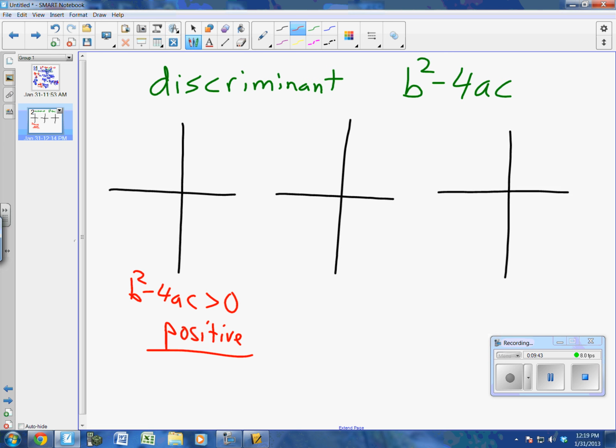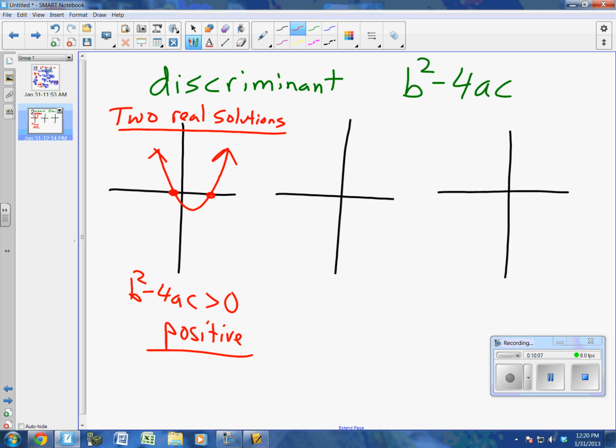If it's positive, by the way, what is a 0? Where it crosses the x-axis. That means anytime you get a positive number, you're going to cross the x-axis twice. You're going to get 2 real number solutions. Okay? Any questions there?